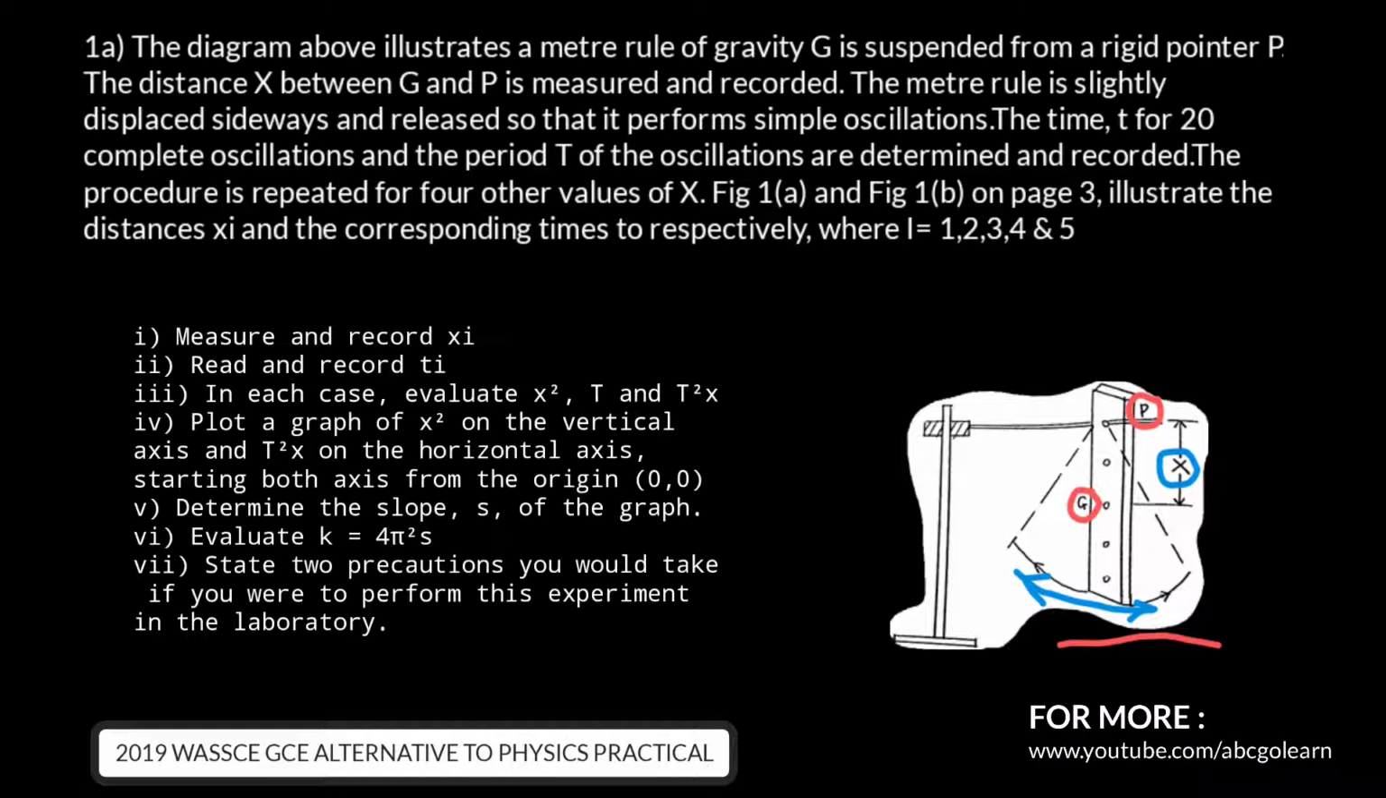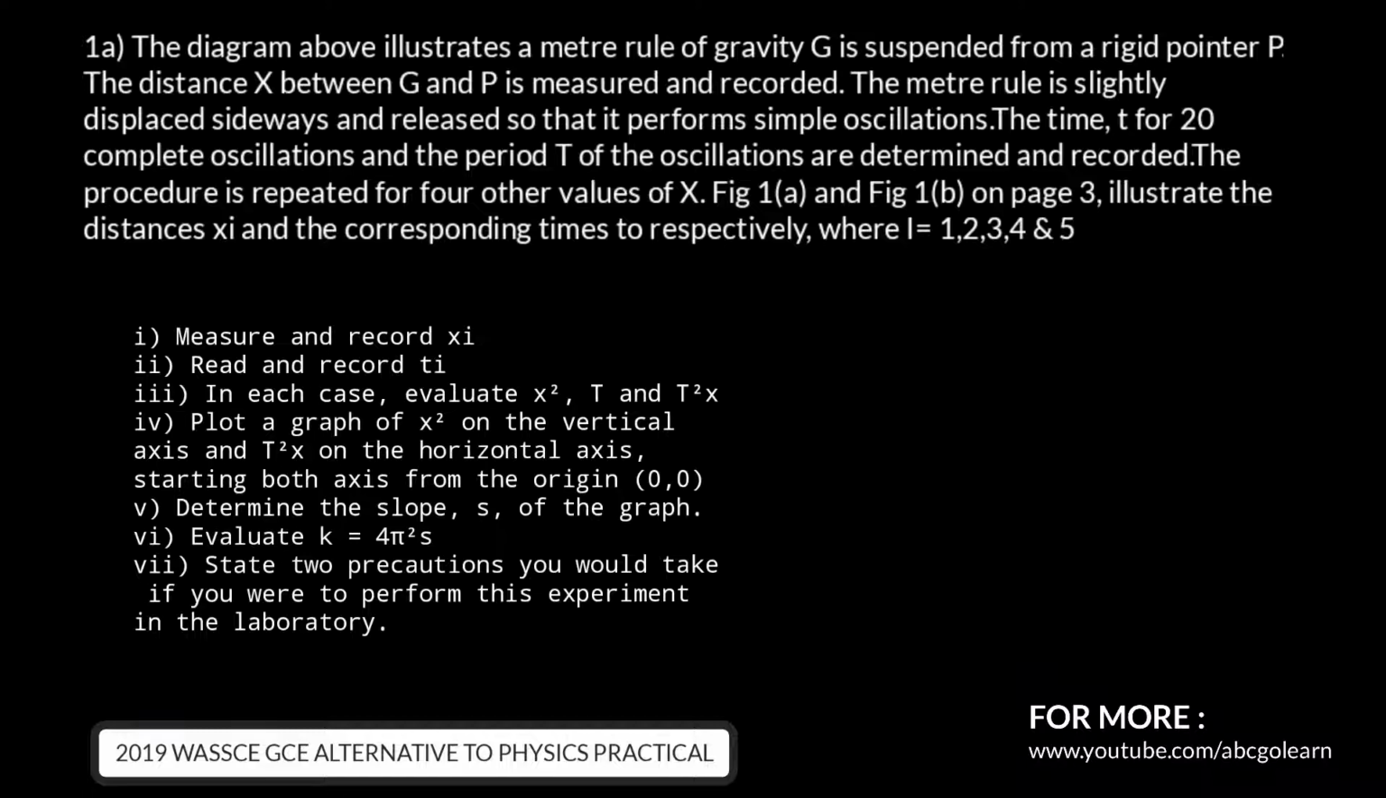Measure and record xi. Let me quickly show you how you can do this if you were given something like this. But before then, note that anywhere you see i, it represents 1, 2, 3, 4, 5, like the i you can see here in xi, the ti you can see here, and the likes.